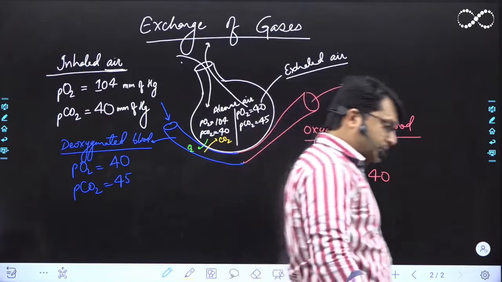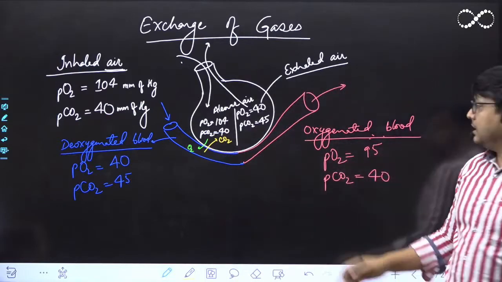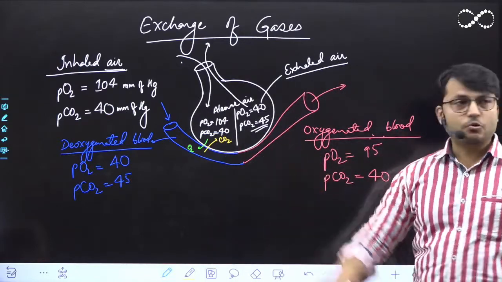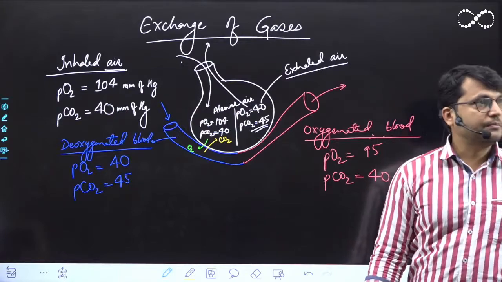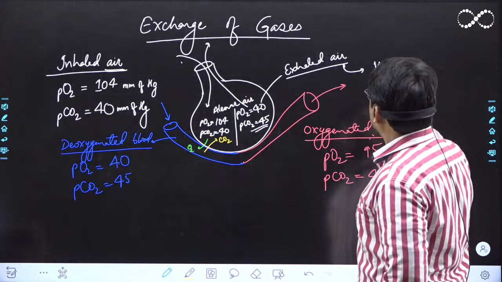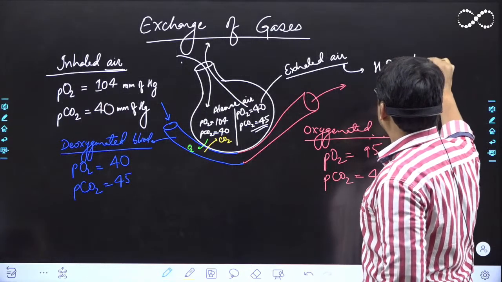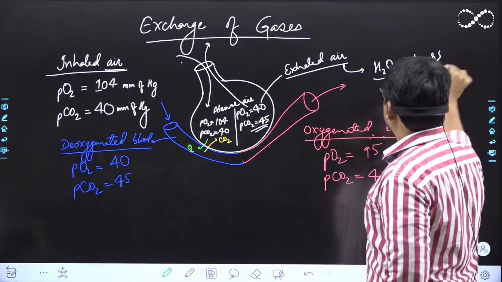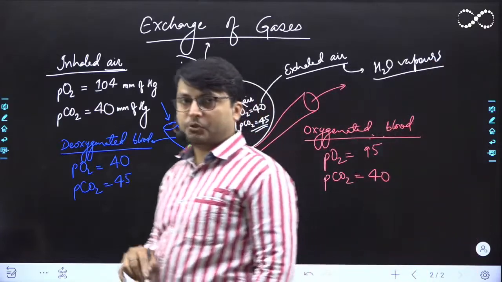समझ में आ रहा है? इसीलिए हम लोग बोलते हैं exhaled air is rich in CO2. It has more CO2, less oxygen. Correct? Now, exhaled air is also going to have water vapors. A good amount of water vapors. तो ये चीज़ आप लोग याद रखेंगे.